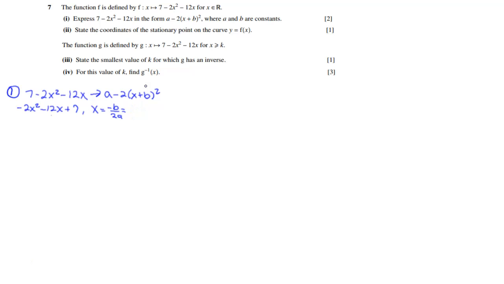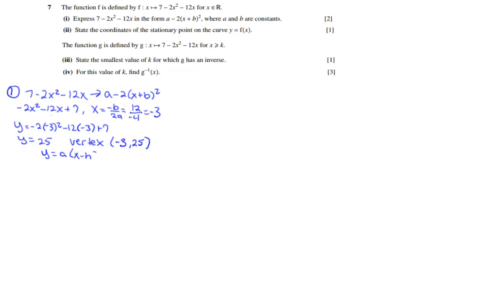To find the vertex, we're going to do negative b over 2a. That's going to be 12 over negative 4. The x part of our vertex is going to be negative 3. And then we substitute in the negative 3, and we find out that our y is equal to 25. Once we know that, we know our vertex.